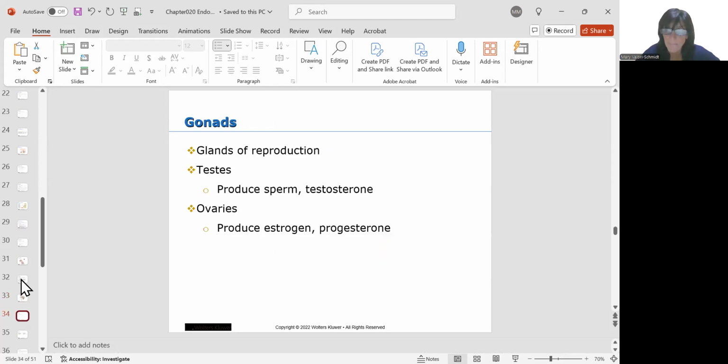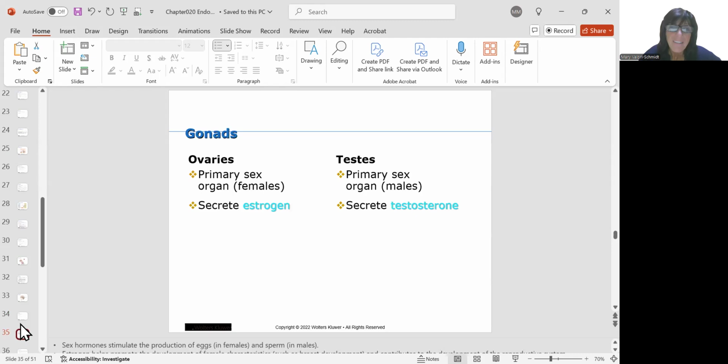The gonads, which I find to be a funny word, are the glands of reproduction. In a man, they're the testes. The testes produce sperm and testosterone, which is the male sex hormone. In a woman, the ovaries produce estrogen and progesterone, which are the female hormones. And here's a fun fact. Women are born with a finite number of eggs in their ovaries. You don't make eggs. You have them and they mature. Men, on the other hand, make sperm with an axe in their head till the day they're dead. Okay. So there we go.